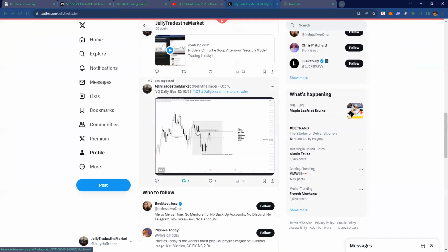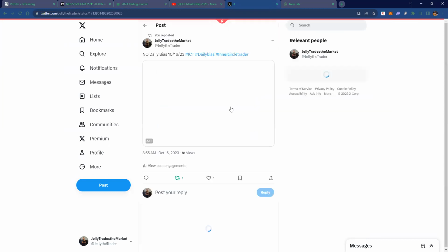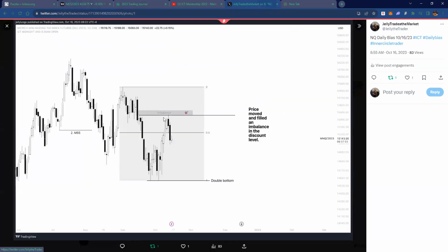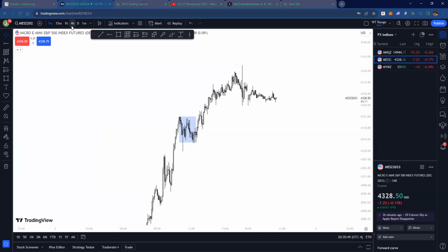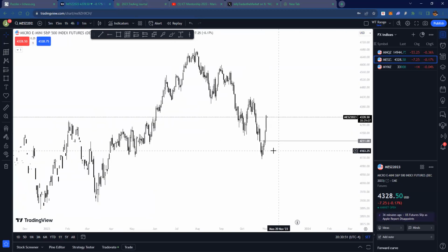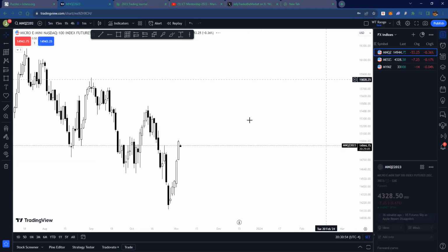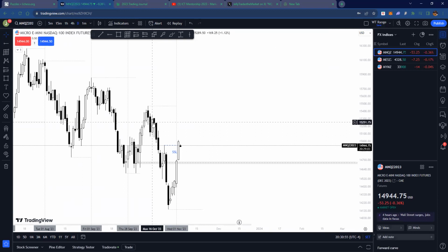You could see, look, my bias was played out on October 16. So right here, I was like, yeah, price moved and filled in balance, discount level. You know, we could see where this led, October 16. Not trying to stunt or whatever, man, but nice drop.